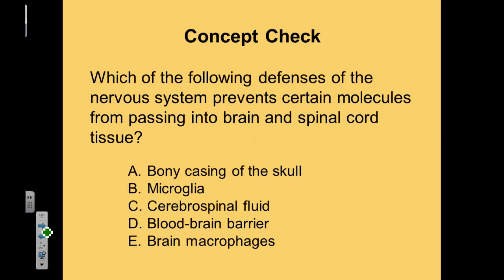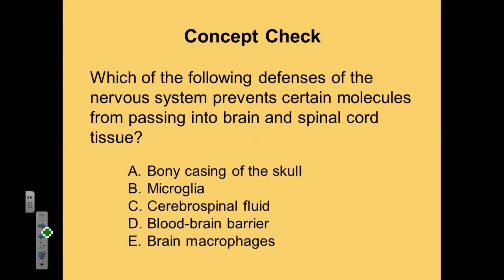So, concept check class. Which of the following defenses of the nervous system prevents certain molecules from passing into the brain and spinal cord tissue? Is it A, the bony casing of the skull, B, the microglia, C, cerebrospinal fluid, D, blood-brain barrier, E, brain macrophages? You can rewind this video, flip back in your notes, or check the textbook to get an answer. Go ahead and pause the video and get me the answer.